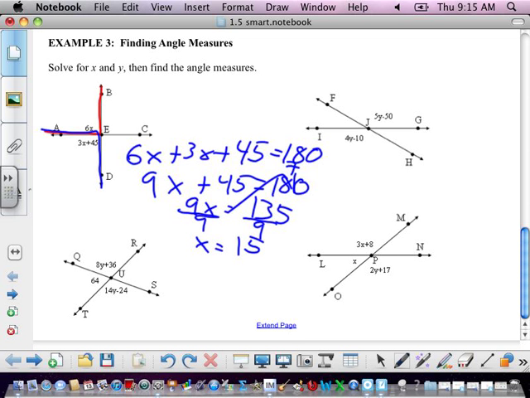All right, so now what's 15 times 6? Somebody with a calculator? Samantha? 90. So if that's 90, this also has to be 90. And do we see right here that these form 2 sets of vertical angles? Okay, so all these have to be 90. That was pretty easy.